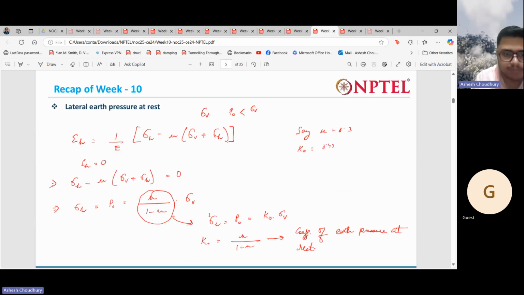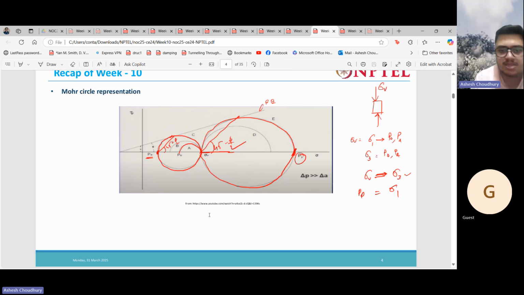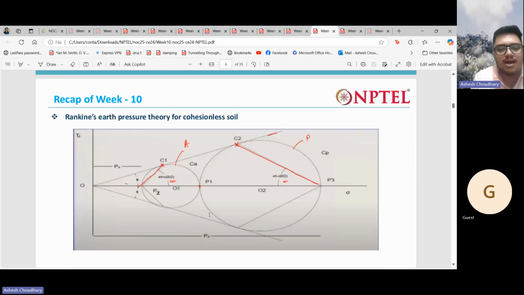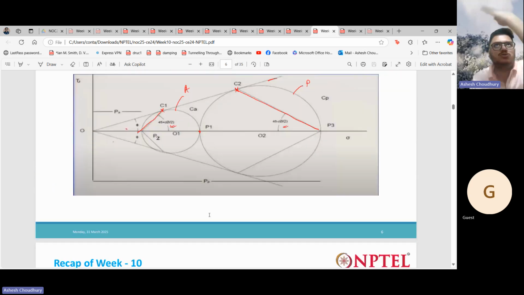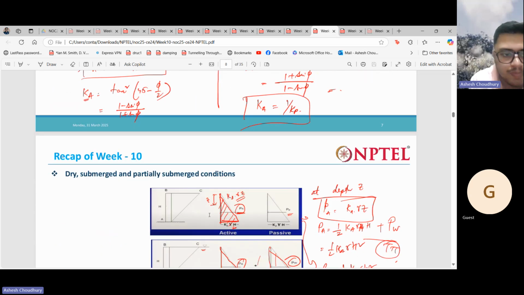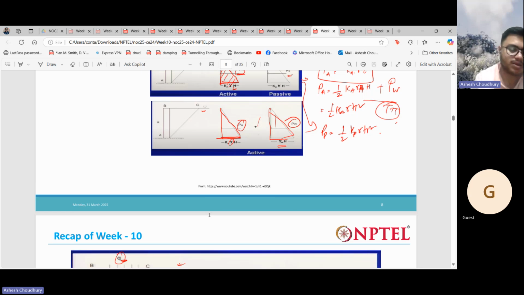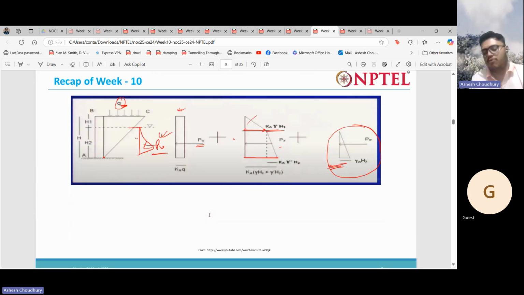Initially Rankine gave a theory where he considered the wall to be frictionless. Then we considered the frictional wall, which was given by Coulomb, and we also considered the inclined backfill and all those things. Then for dry, submerged, and partially submerged conditions, we saw how to calculate the effective active earth pressure, passive earth pressure, all those things.